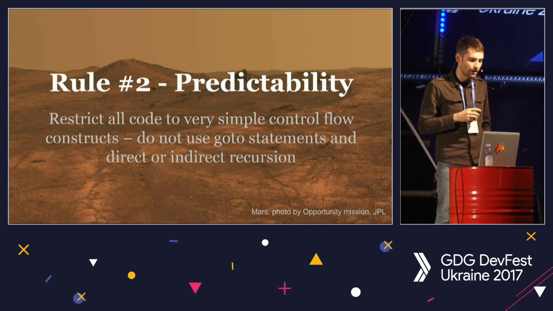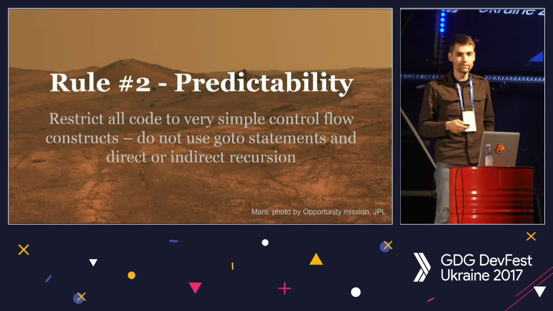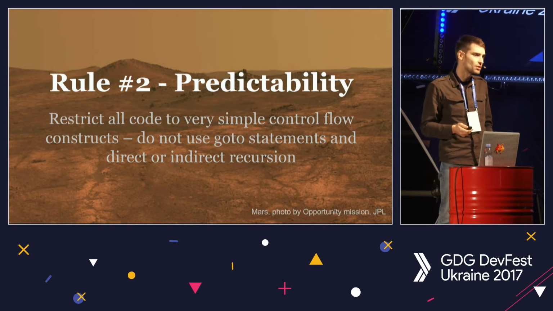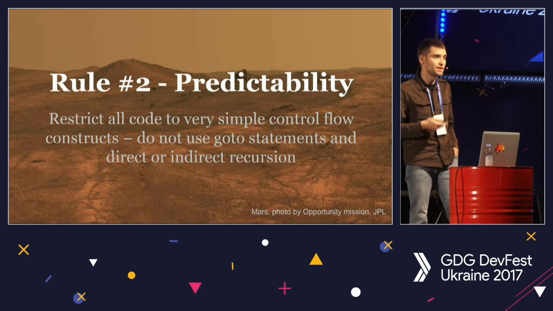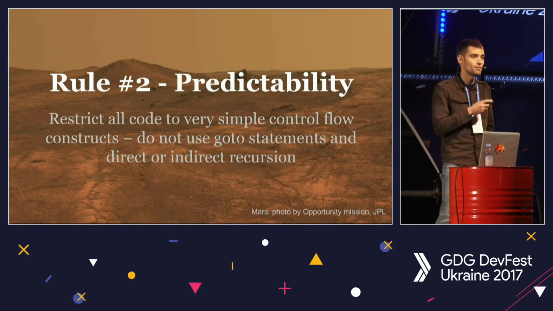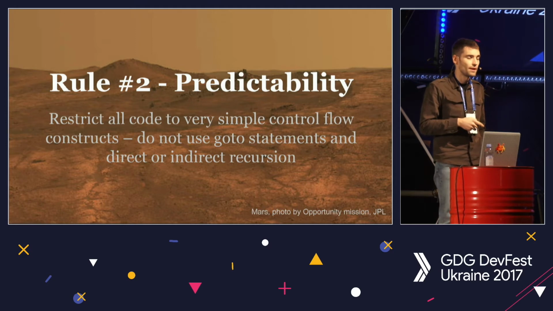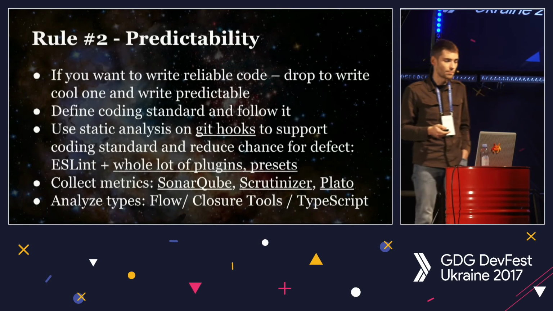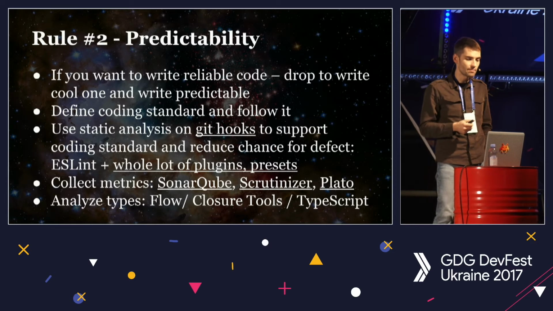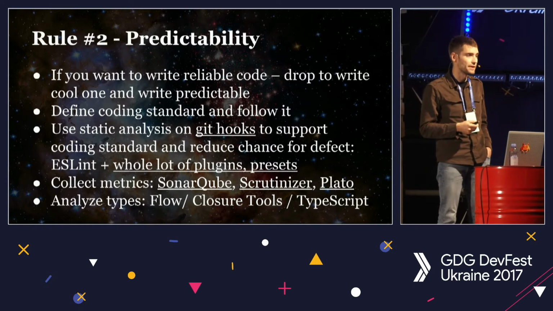And for us, it's not about following this rule literally, because living without recursion for web developers is just not efficient. And we don't use goto at all. But writing predictable code, which is well analyzed by your colleagues in code reviews, and also by static analyzers like ESLint, is what we should do to get our code standards to the next level. So, predictability. If you want to write reliable code, drop the clever code and write predictable code.